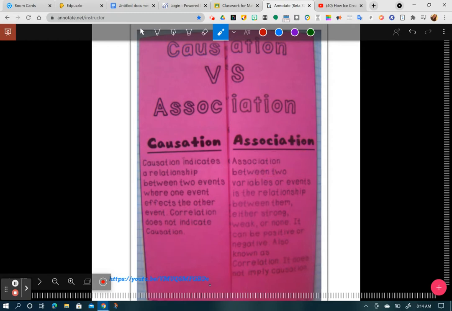Association, on the other hand, association between two variables or events is the relationship between them. Either strong, weak, or none, it can be positive or negative, also known as correlation. It does not imply causation. So you need to know that association and correlation are the same thing. We're talking about the same thing. Those words are interchangeable with each other. I have a video I want you to watch.